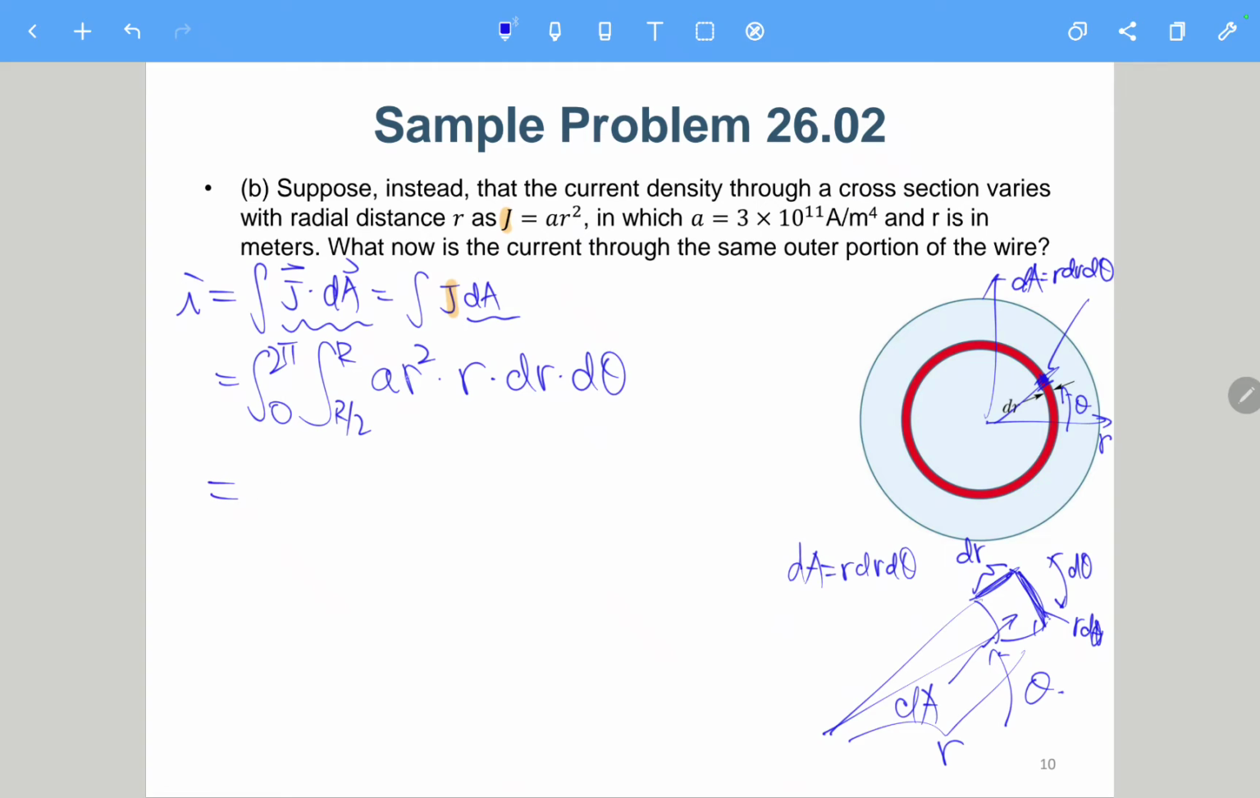Here a is a constant, so we can put it out, and then we have dr. Integrating r squared times r, altogether we have r cubed, and we integrate it from r over 2 to r. And then the remaining one is d theta, from 0 to 2 pi. If you are not so comfortable, you can just write it as integrating 1 times d theta from 0 to 2 pi. Usually I just write like this. So this double integral is simply like this.